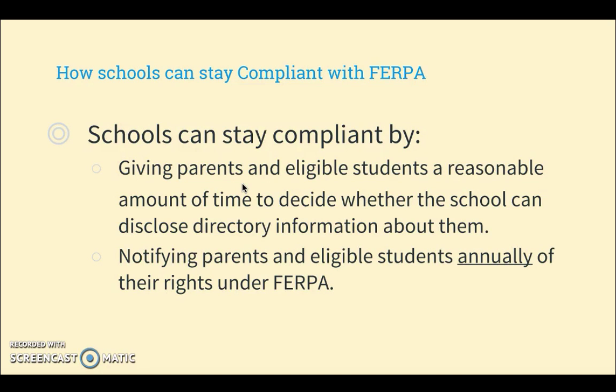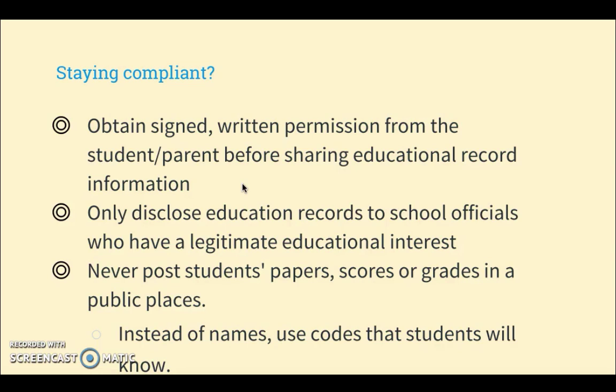Schools can stay compliant by giving parents and eligible students a reasonable amount of time to decide whether the school can disclose directory information about them, notifying parents and eligible students annually of their rights under FERPA. Staying compliant is obtaining any kind of signed written permission form from the student parent before sharing any kind of educational record information. And this can be done at the beginning of the year, as many schools do. And whether the parent signs yes or no, it really doesn't matter, as long as the school is compliant and receiving that information, then they know what they can or cannot post about that student.